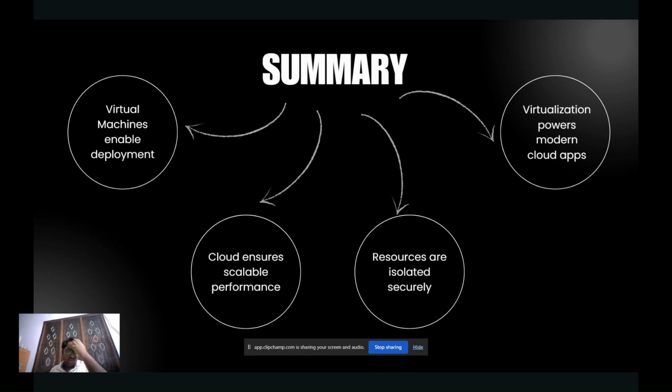If I have to summarize what I'm saying right now: virtual machines enable deployment and make it easy. Cloud ensures the performance is high and scalable. The resources are isolated using virtualization, and virtualization is something which powers modern cloud apps these days.